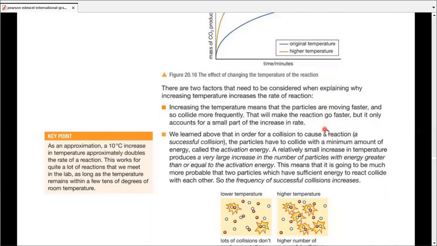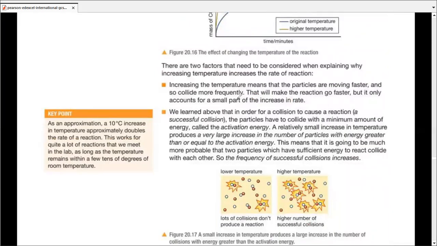There are two factors that we need to explain over here. Now, the first factor, increasing the temperature means the particles will get the energy to move faster, which means they would collide more frequently, which means the reaction rate would go faster, but that accounts for only a small part of the increase in the rate. Now, we need to also understand one more factor, which is more important than this one. For a collision to cause a reaction, a successful collision actually, we have said that the particles need to collide with a minimum amount of energy, and we have been calling this term activation energy. A relatively small increase in temperature produces a very large increase in the number of particles with energy greater than or equal to activation energy. So what happens?